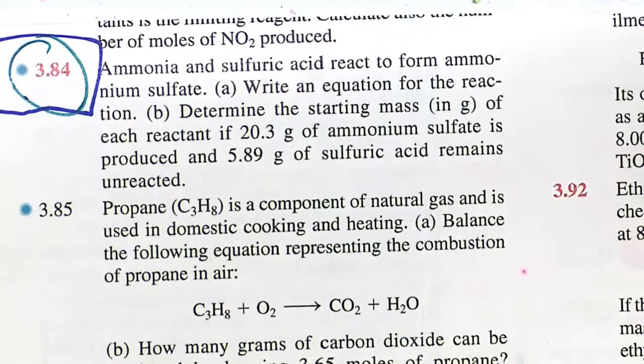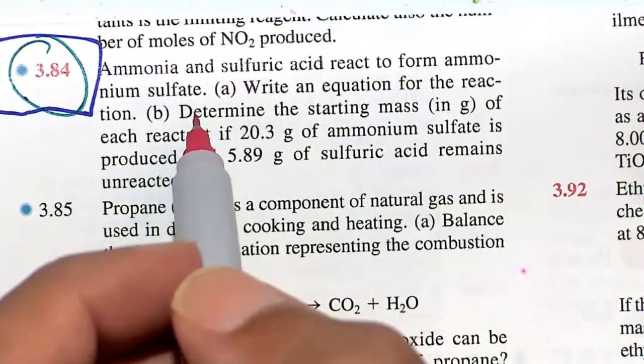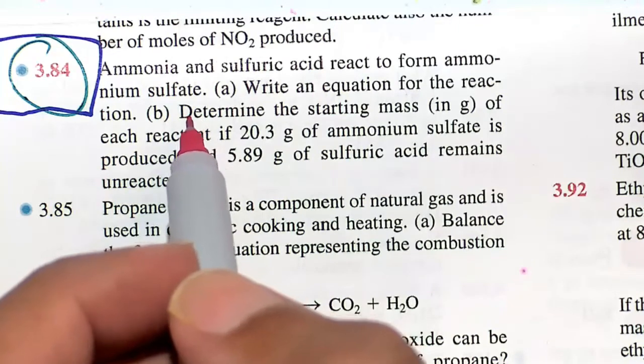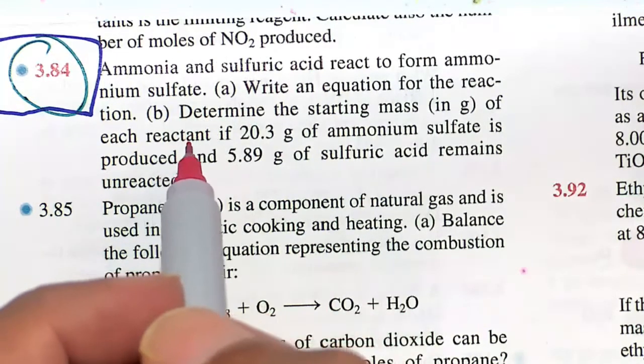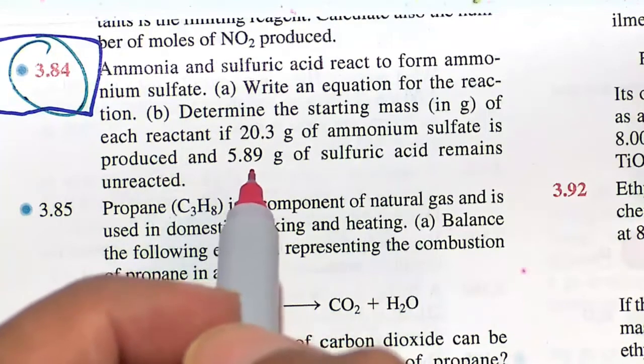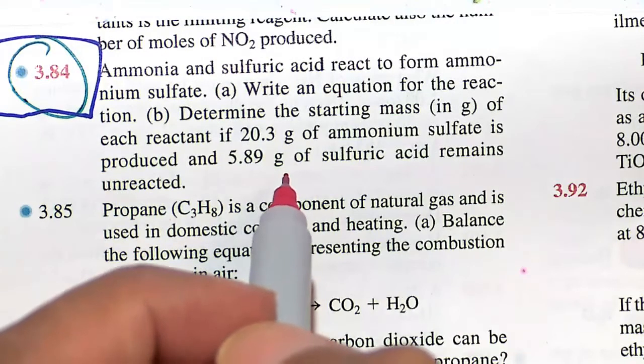Here's a limiting reactant problem that involves the excess reactant as well. So reading this out, we have ammonia and sulfuric acid react to form ammonium sulfate. Remember, ammonium ion is NH4+. Write an equation for the reaction. Determine the starting mass of each reactant if 20.3 grams of ammonium sulfate is produced.